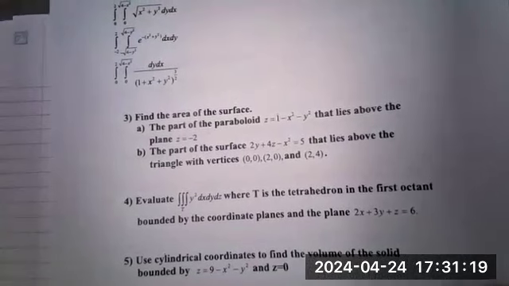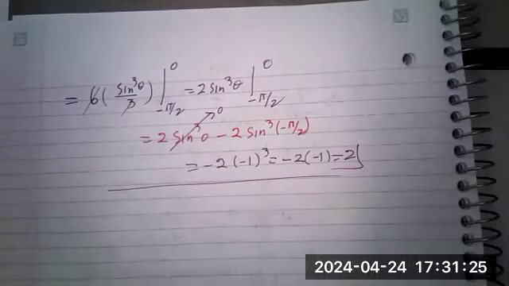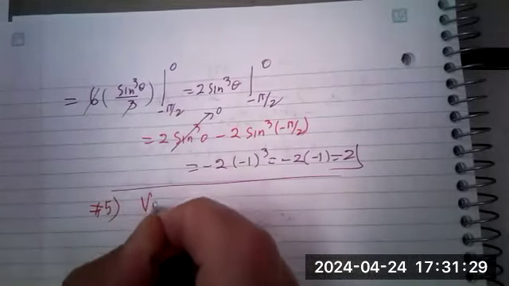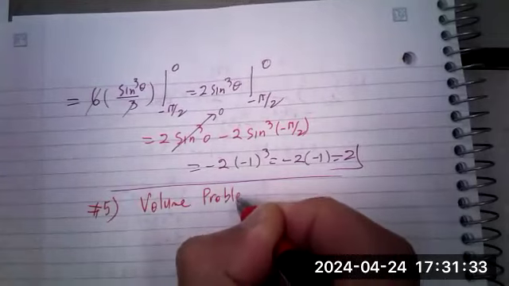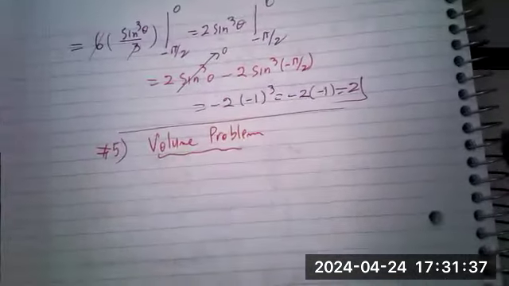That's number 5. Just to remind you that we give you one volume problem. Okay, so number 5, volume problem. You did the tetrahedron on your quiz. Maybe repeat it again, just read it.